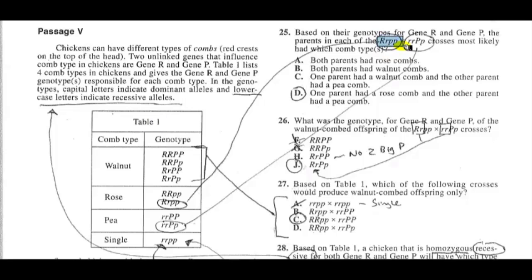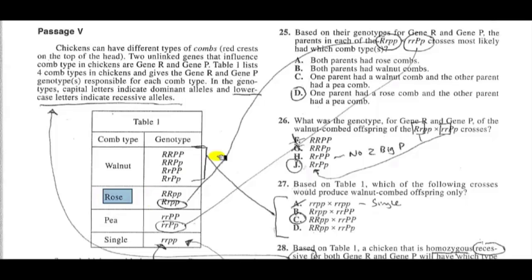Capital R, lower r, lower p, lower p. When we trace it and look in the genotypes in this column, the only place we're going to find that is right here, under the comb type of rose. Then we take the second one and do the same thing. Lower rr, capital P, lower p. We go over here into Table 1 in the genotype, find that, and you see that lower rr, capital P, lower p comes from the comb type of pea. So we know that the correct answer is going to have to be the parents came from rose and from pea.